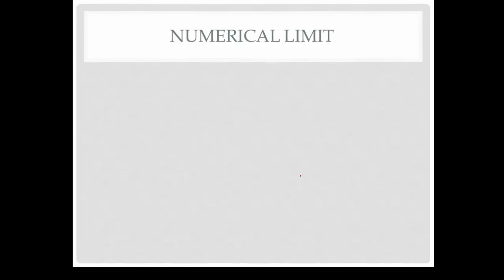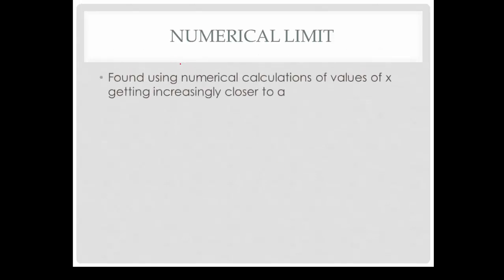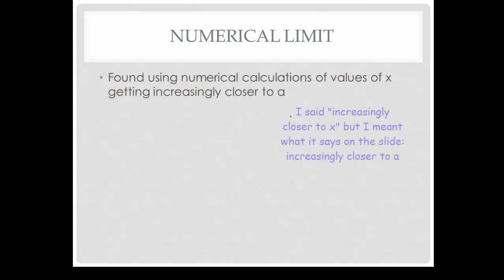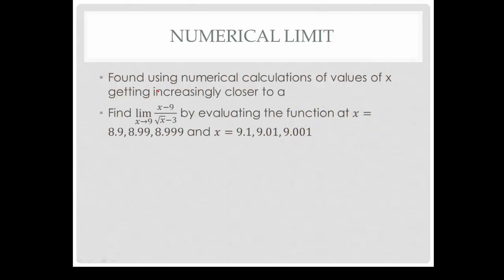Let's take a look at a numerical approach to a limit. We've actually already done some of this when we looked at the tangent and the velocity problems. Basically, numerical limits are found using numerical calculations of values of x getting increasingly closer to a. They're called numerical because you are plugging in a lot of numbers and doing a lot of arithmetic and a lot of calculations. We've looked at a couple, but let's take a look at a new one.